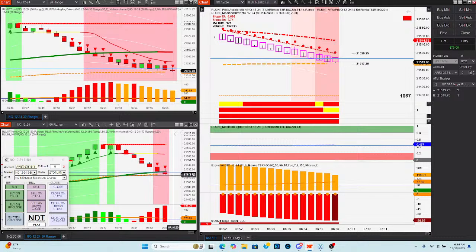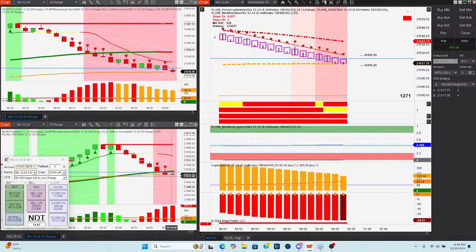Okay, now look, now I'm right on my VWAP right here.